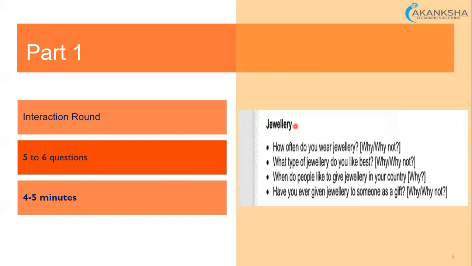Part 1 of speaking is usually called the interaction round, where they would be asking you about 5 to 6 different questions. The total time given here is approximately 4 to 5 minutes. The examiner would ask you these questions one by one, and you would try to answer these questions in at least 3 to 4 sentences in length, and you will keep all the 4 parameters which I just showed you in mind when answering these questions.